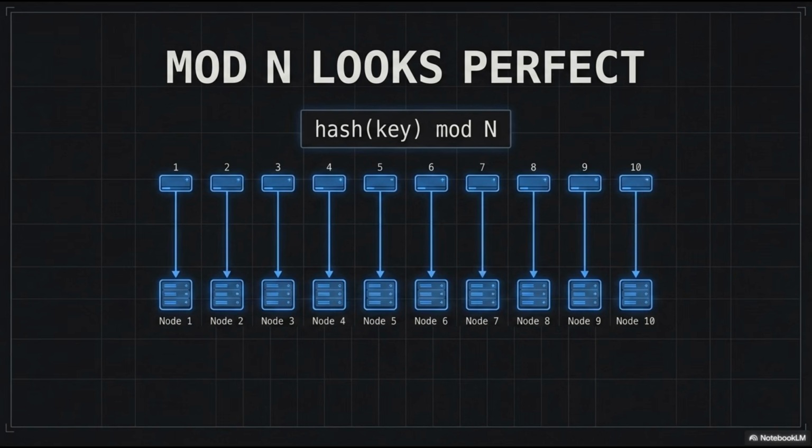I mean, the appeal there is totally obvious. It's cheap, it's a decentralized, constant time operation. Right. The client application can compute the placement completely independently without making a network call to some centralized routing proxy. Which sounds great on paper. But the trap springs the moment the cluster scales.